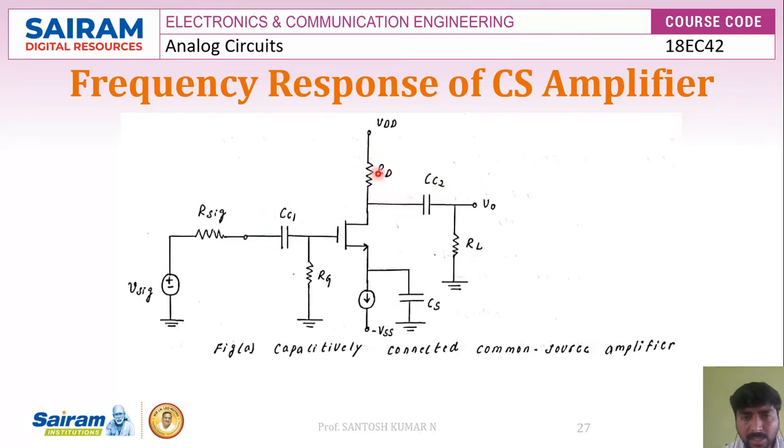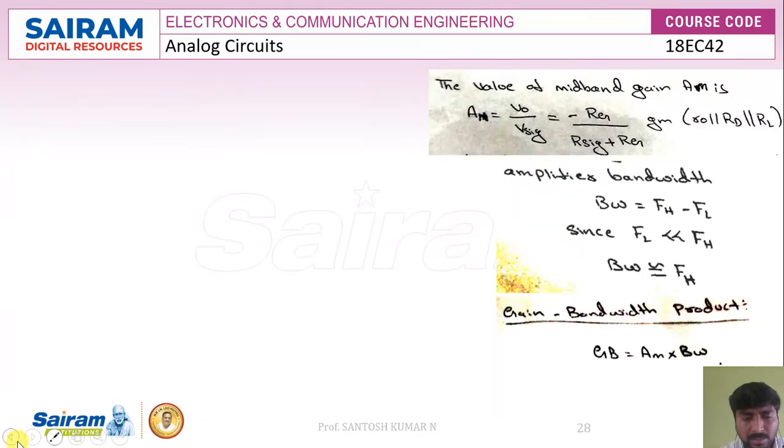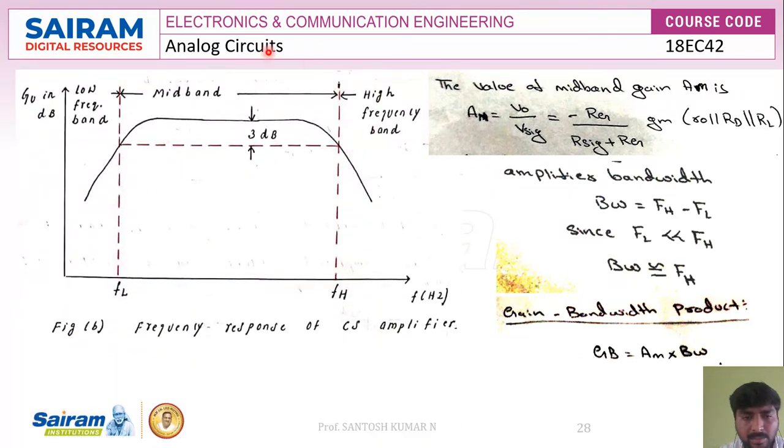We have a resistance which is connected between VDD and the drain terminal, and a current source VSS which is connected to the source terminal. We have a bypass capacitance CS, and a load resistance which is connected to the output. In this, we are more concerned about the frequency response of the CS amplifier rather than the CS circuit. This shows the frequency response of the CS, that is, common source amplifier.